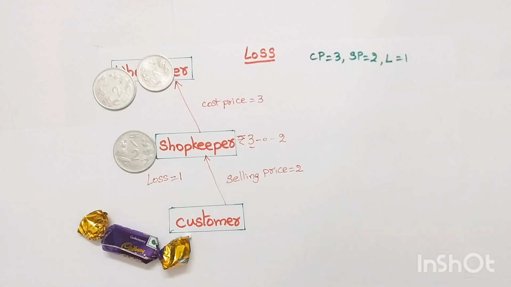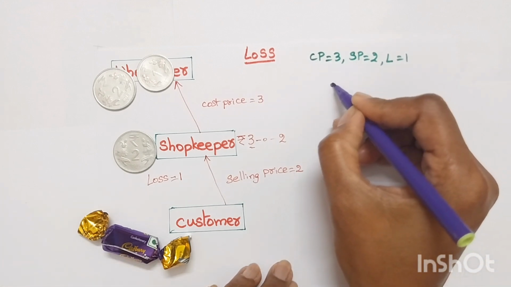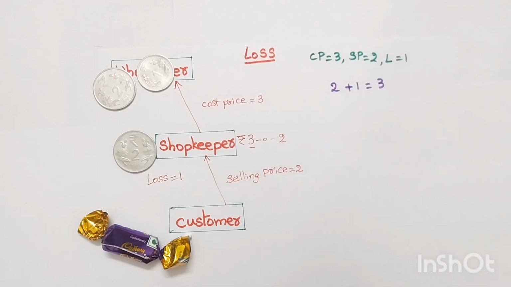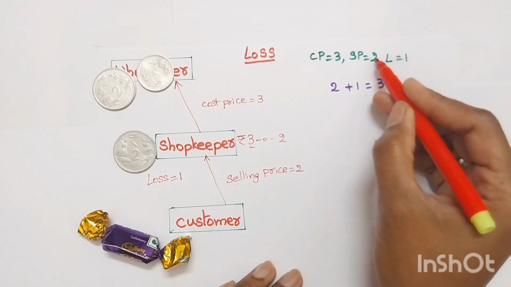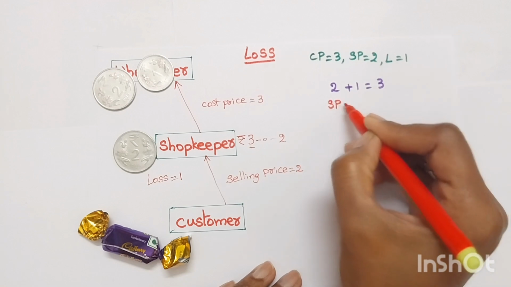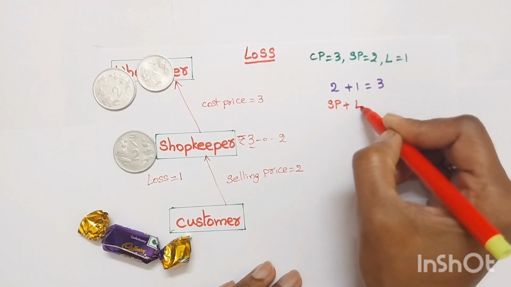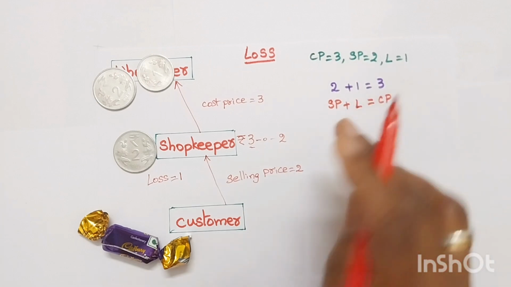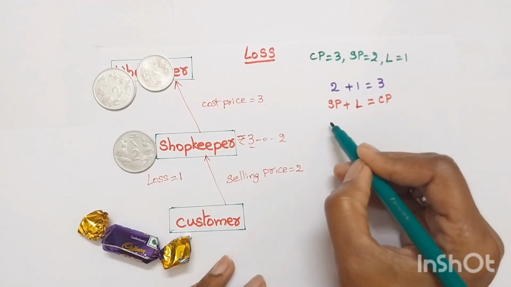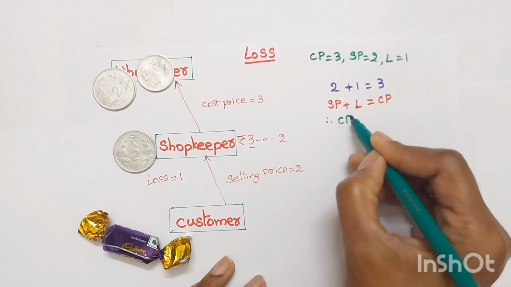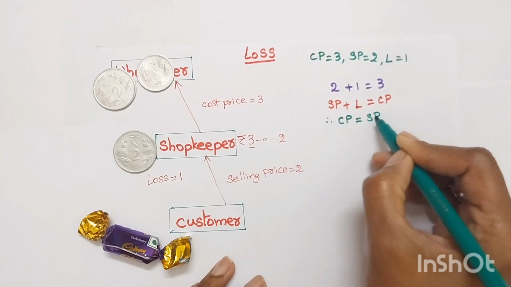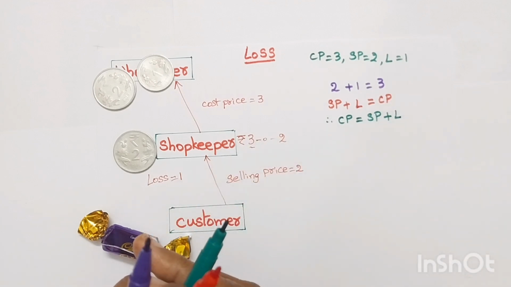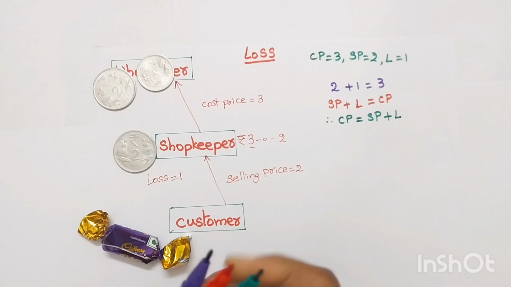First, 2 plus 1 equals 3. What is 2 plus 1? 2 is selling price plus 1 is loss, equals 3, the cost price. Therefore, cost price equals selling price plus loss.